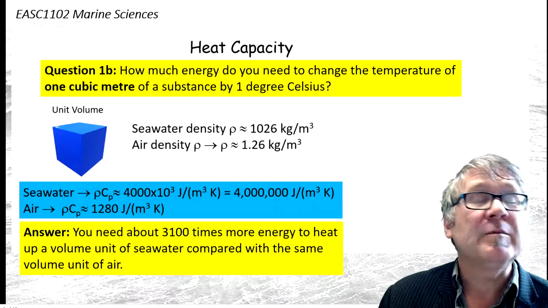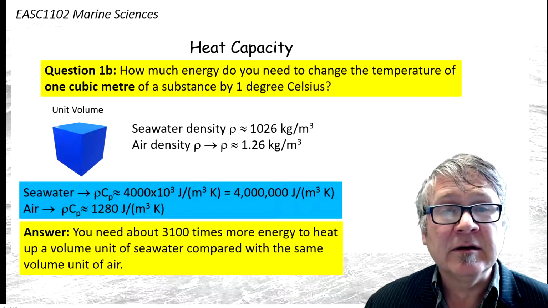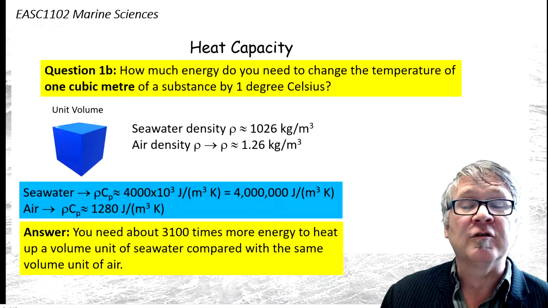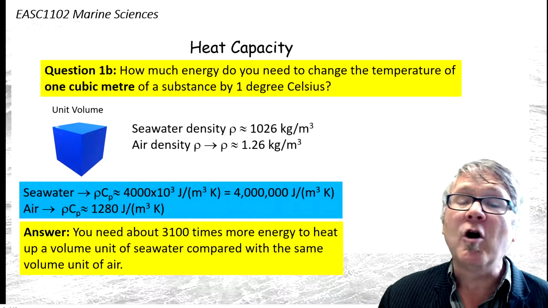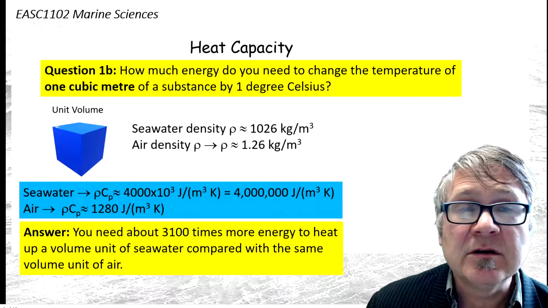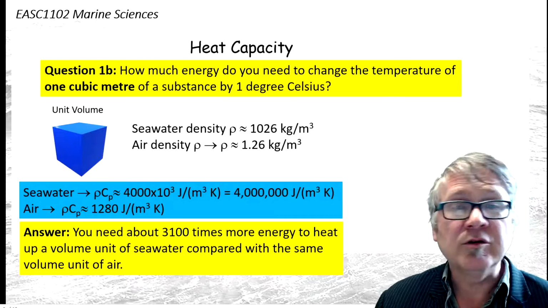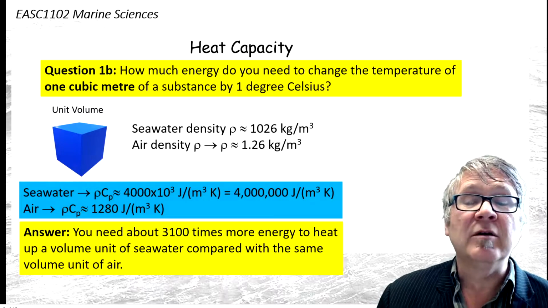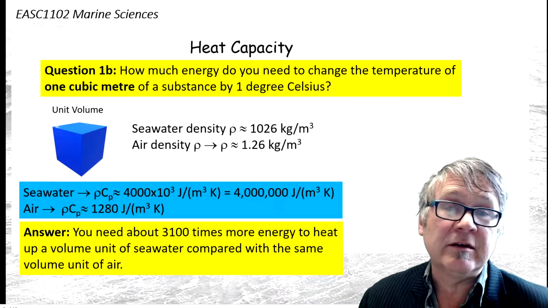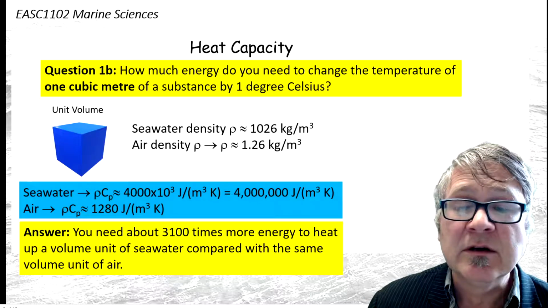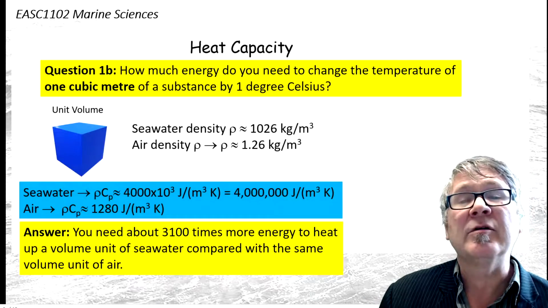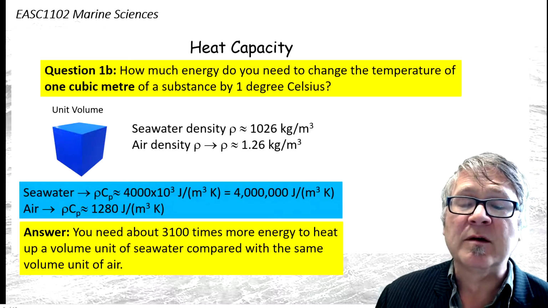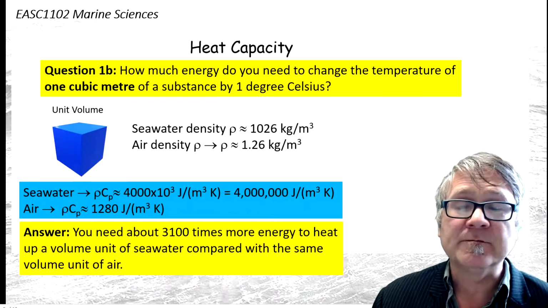Okay, if you multiply now the specific heat capacity with the density, if you multiply these two things, you get the answer. Okay, and for seawater, you need about 4 million joules to change the temperature of 1 unit volume by 1 degree. And for air, you only need 1,280 joules. So it's a huge difference, and the difference is about 3,100 times. So you need about 3,100 times more energy to heat up a volume unit of seawater compared with the same volume unit of air.